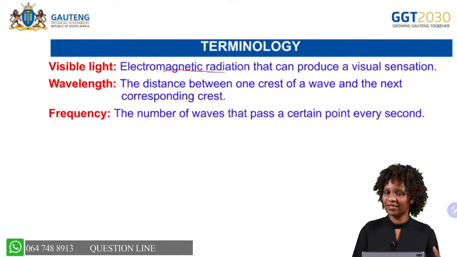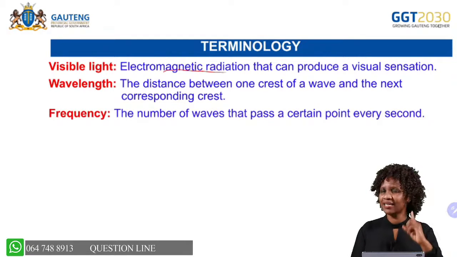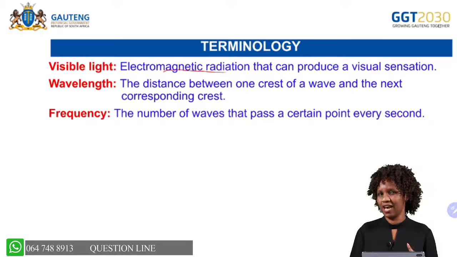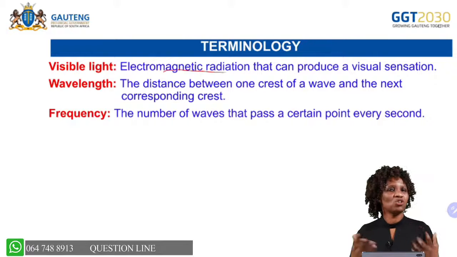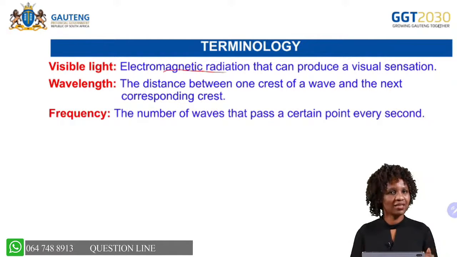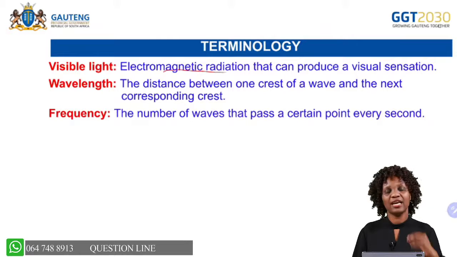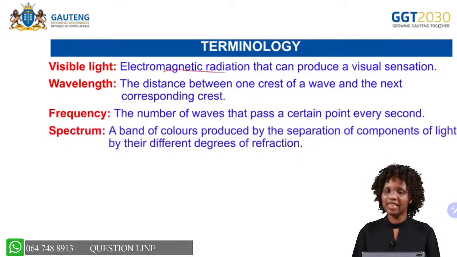And then frequency. When we're looking at frequency, we are looking at the number of waves that pass at a certain point at a given time. That is frequency. That's why when we are switching on a radio, we tune it to 94.5. Those are the frequencies: the number of waves that pass a certain point every second. That is our frequency.